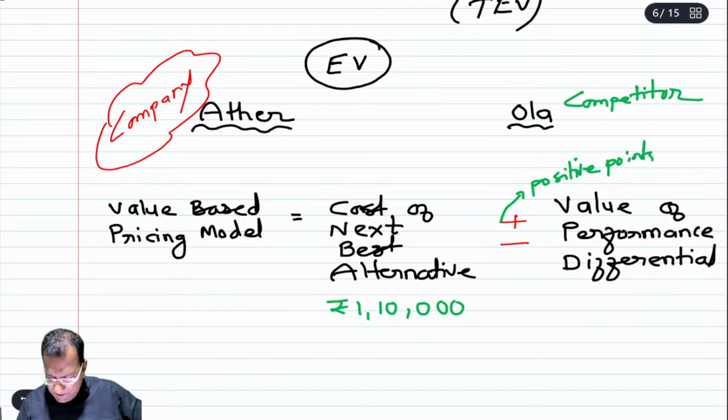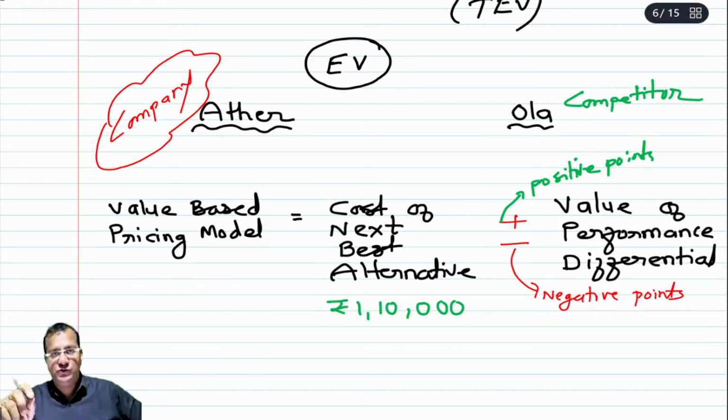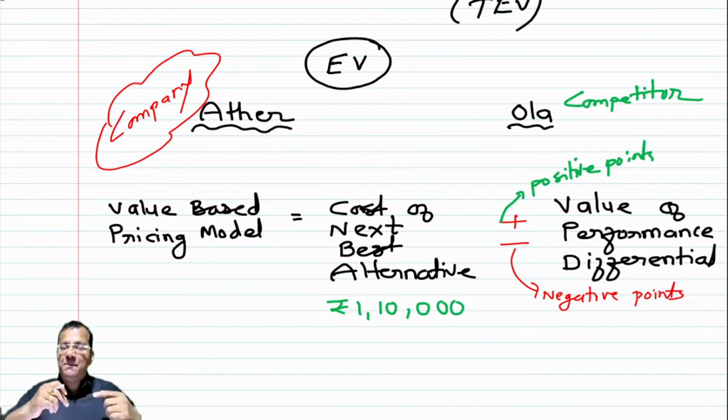Okay, and minus means negative points. I will identify those positive points which only my product possesses. Those positive points are not in the competitor's product.